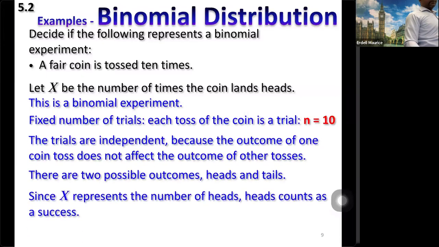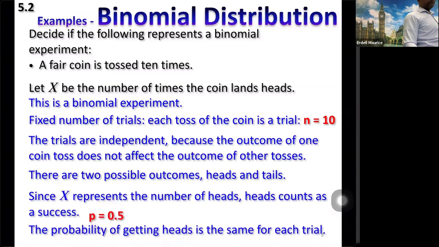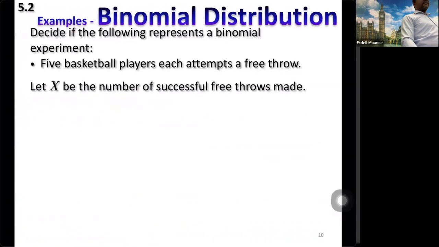Let's try again. 5 basketball players are going to attempt 1 free throw. Is this a binomial distribution? I have 1 person saying no. Is this a binomial distribution, or a binomial experiment, to be more precise? It is not.